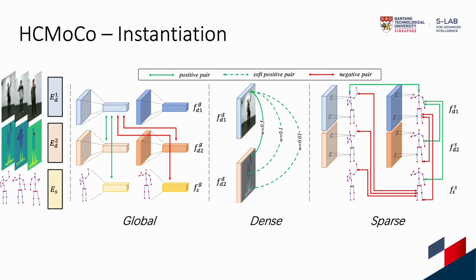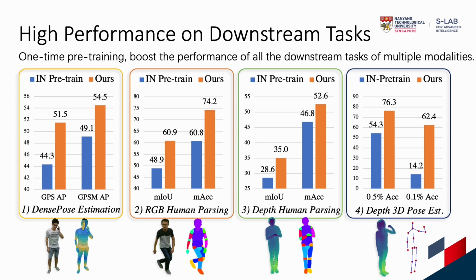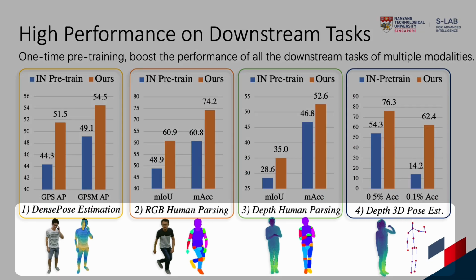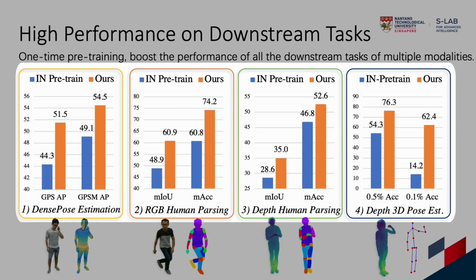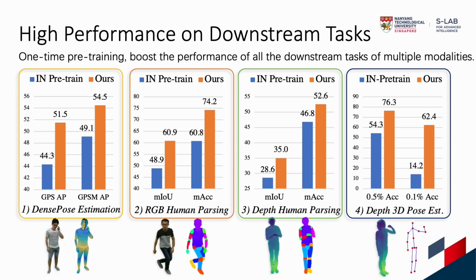Deriving from the general paradigm of HC-MoCo, we experiment with one instantiation of it. We use RGB and depth map as dense representations, 2D key points as the sparse representation. To prove the effectiveness of the proposed HC-MoCo, we transfer our portrait model to 4 downstream tasks on different modalities: dense pose estimation, part segmentation on RGB images, part segmentation on depth map, and 3D key points estimation from depth map. With only one-time portrayal, we boost the performance of all 4 downstream tasks by large margin, especially under data-efficient settings.